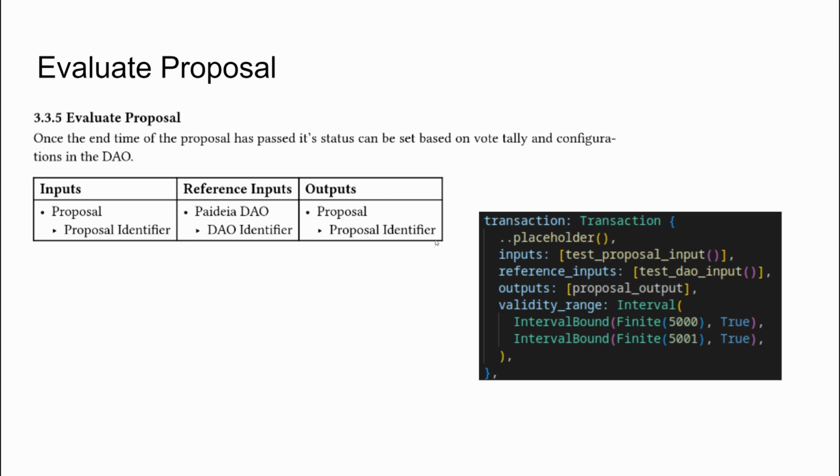These amounts of what is enough votes and what is enough votes in favor are defined in the DAO UTXO, so that is needed in the reference input. And again, you can see it matches what we have intended. Here, the validity range is also important to verify that the time has passed for the proposal to end.